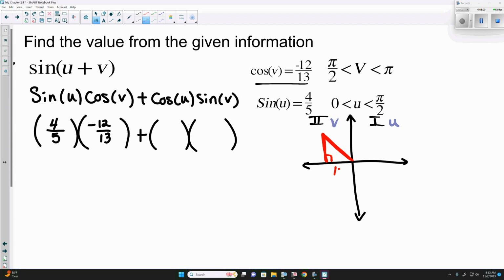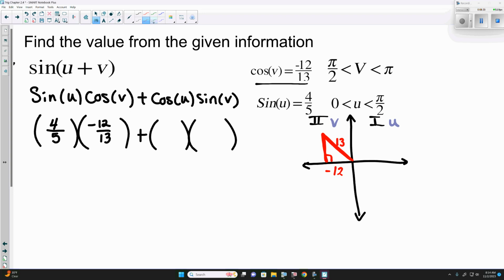Cosine is adjacent over the hypotenuse. We know the negative has to go with the 12 because we're on the negative x-axis. And also the hypotenuse is never negative. So we get this here.